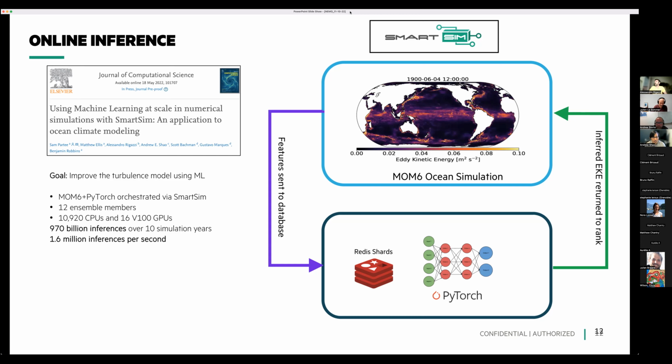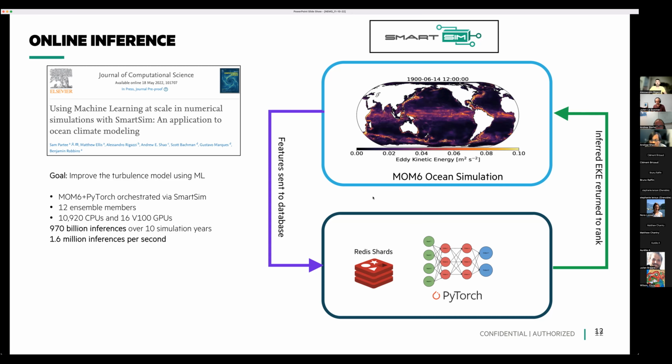To really test this at scale, we ended up doing 12 ensemble members that ran on 10,920 CPUs and on 16 V100 GPUs. Actually, those are P100s, I think. We ran it for a full 10 years, and subsequently we've done it for 2 full core cycles, and we see no signs of instability or crashing, which validated our initial hypothesis that not necessarily directly predicting the eddy terms, but feeding machine learning inference into a parameterization itself is a fairly safe and straightforward way of integrating machine learning predictions into an ocean model.